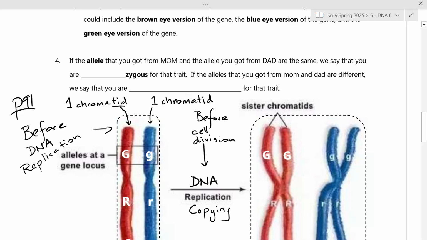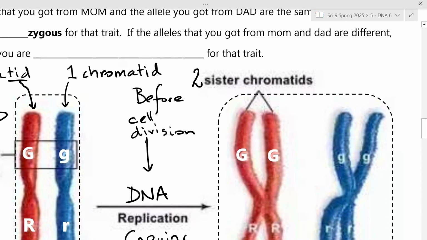When it gets replicated, okay, so you guys are going to show me unreplicated. Show me unreplicated. And then show me replicated. Okay? So 1 chromatid, 2 chromatids. And we don't just call them chromatids. When there's 2 of them, we call them sister chromatids. Okay? So when the DNA is replicated, we get 2 sister chromatids. And these are identical to each other.